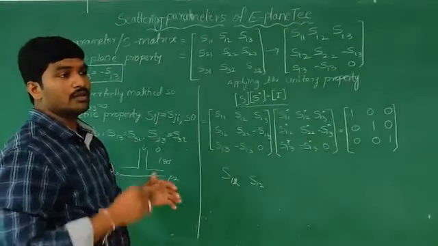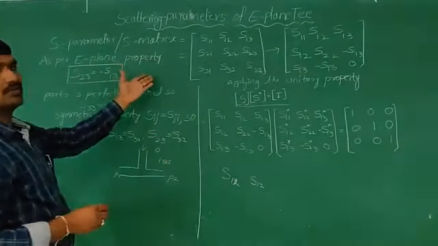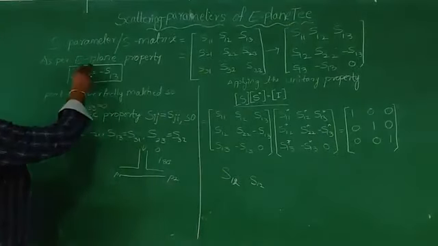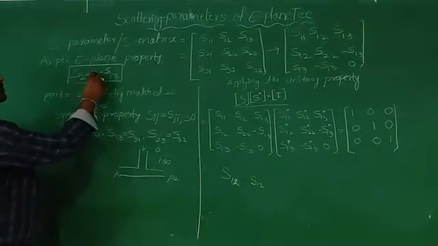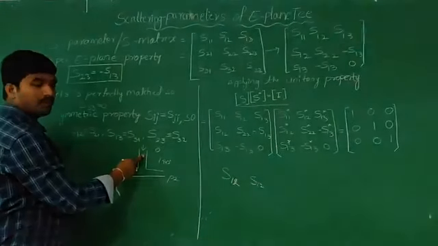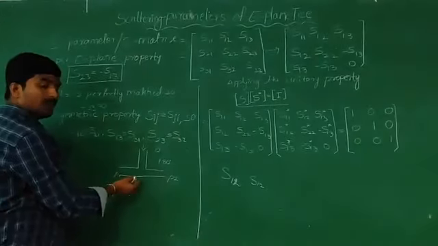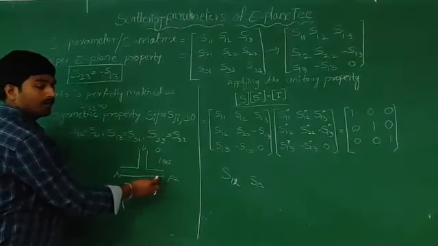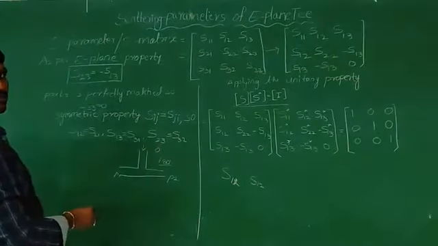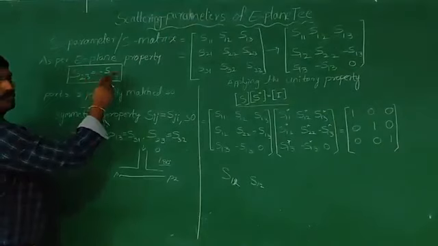Now we are going to calculate the properties. By using the properties we can derive the S matrix. The first property, as per the E-plane property, is S23 is equal to minus S13. Why? When we apply the microwave source from port 3, the power is equally divided between port 1 and port 2, but with a phase shift of 180 degrees. The 180 degree phase shift we write as a negative sign. That is S23 is equal to minus S13.